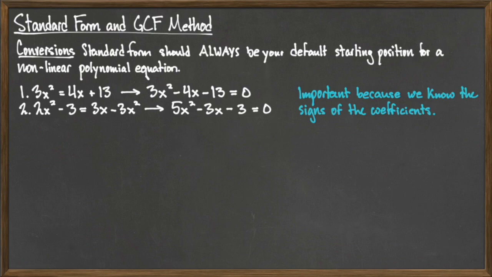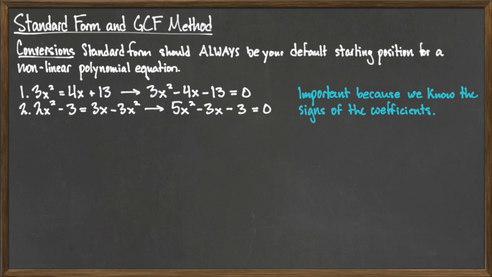And we can do the same thing with this second example. 2x squared minus 3 equals 3x minus 3x squared will become 5x squared minus 3x minus 3 equals 0. A lot of our solving techniques will really regard what the coefficients in standard form of our polynomials are. In that first equation, I had a positive 4x on the right-hand side, which became a negative 4x on the left-hand side. So it's important to get everything to the left-hand side so that I know the signs of all the coefficients. It also shows us a simplified version of our equation, because that second example had an x squared term on the left and the right-hand side, and this did need to be simplified.